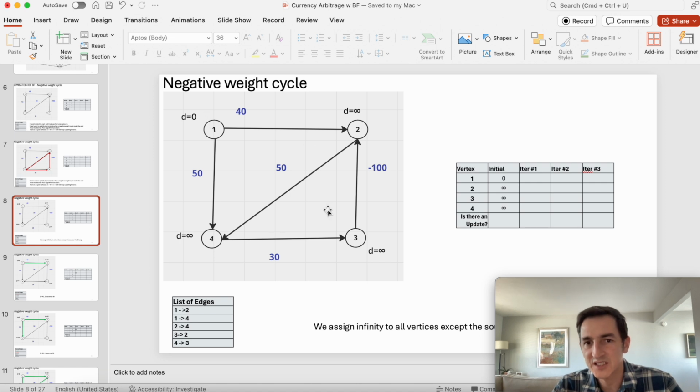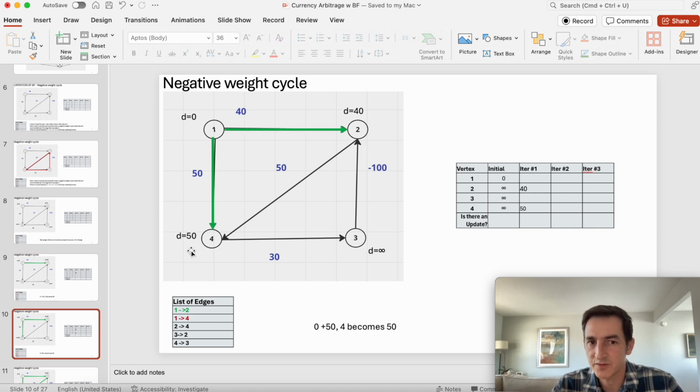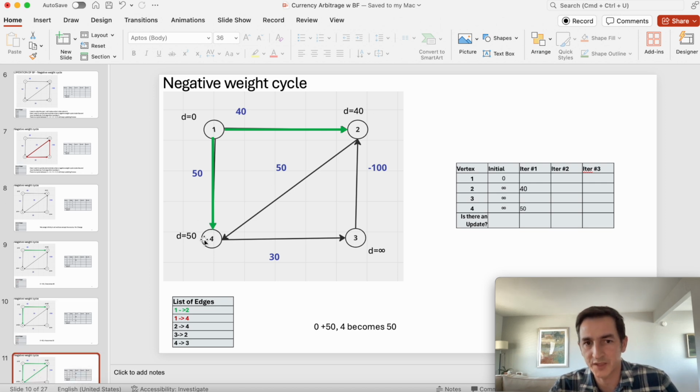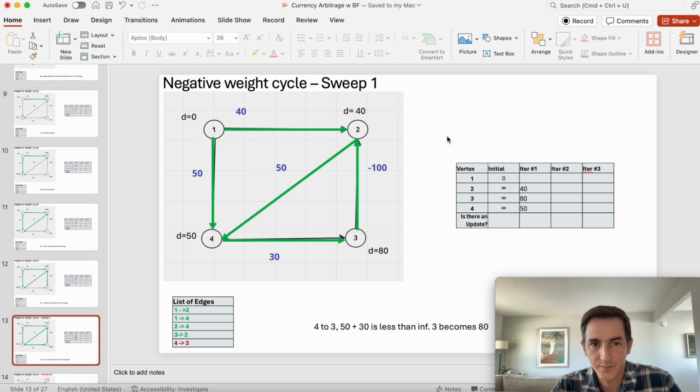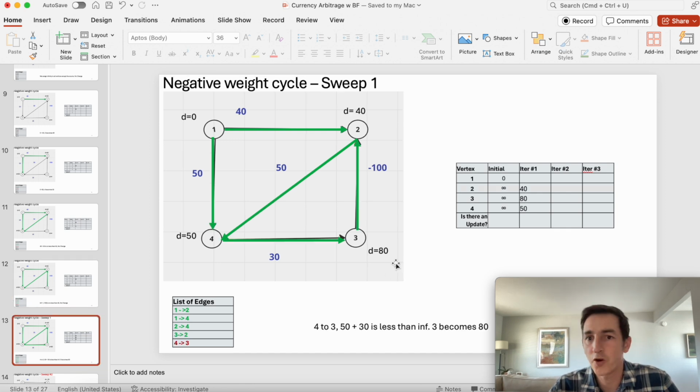We just relax the edges. 0 plus 40 is less than infinity, we update 2 as 40. 0 plus 50 is less than infinity, we update 4 as 50. 40 plus 50 is not less than 50, so we don't update here. We don't have an update again. Here, 50 plus 30 is less than infinity. We update 3 as 80. First sweep is over.